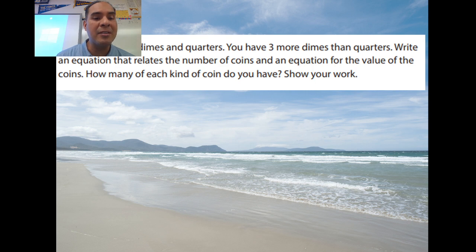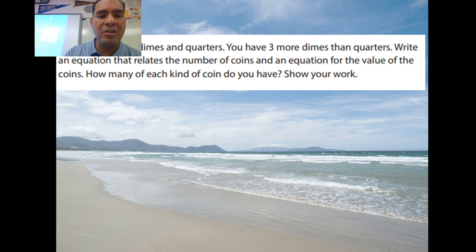You have $3.10 in dimes and quarters. You have 3 more dimes than quarters. Write an equation that relates the number of coins and an equation for the value of the coins. How many of each kind of coin do you have? Show your work. So first, before you do this problem, hopefully you can guess and check your way to the solution. I want you to come up with a way to get $3.10 with dimes and quarters, but there must be 3 more dimes than quarters when you solve this situation.